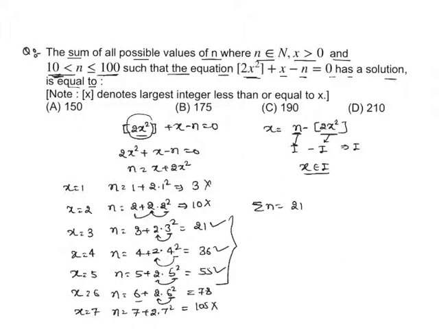So 21 + 36 + 55 + 78. 21 plus 36 is nothing but 57. 57 plus 55 is 112. And 112 plus 78 will be 190. So the correct answer is C.